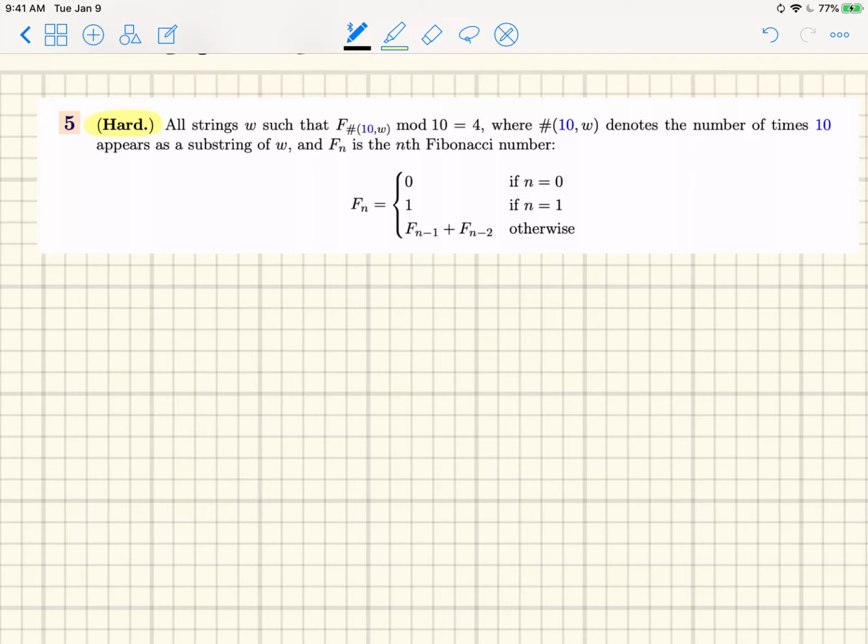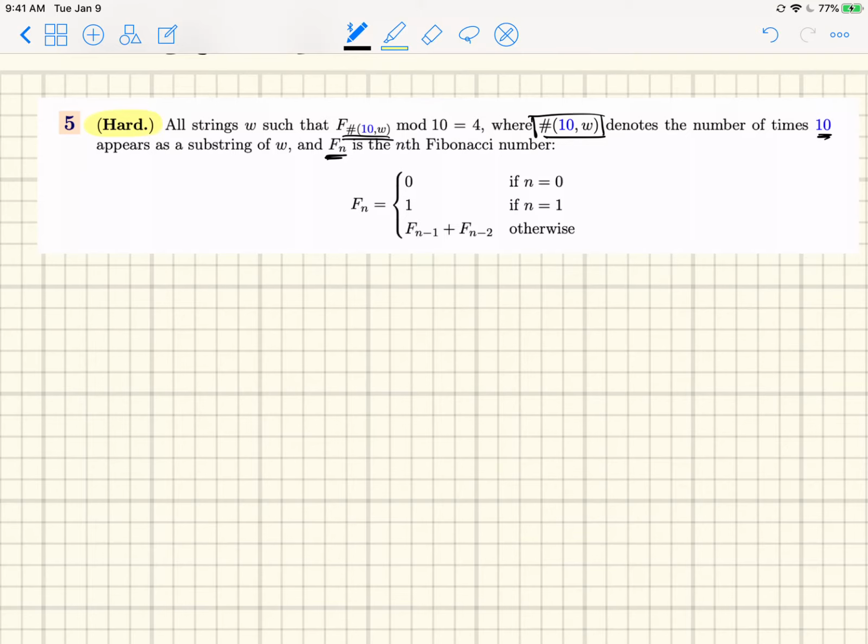It wants us to construct a DFA that accepts the following language, and the language in this case is all strings W such that f sub this guy that I'm not going to try to read, mod 10 is equal to 4. And then they define this guy to be the number of times we see the substring 1, 0 in the word. And then they say f of n is the Fibonacci number.